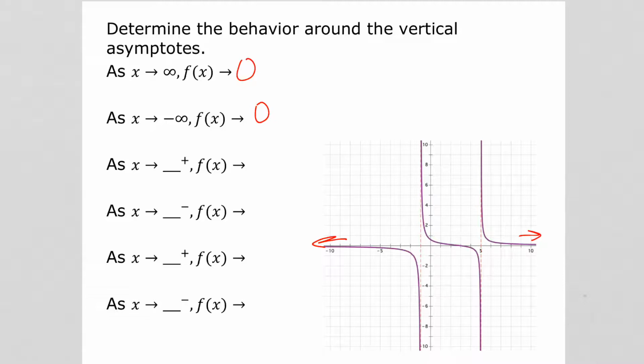As x approaches, let's start with negative 1, from the right, we're going up to infinity. As x approaches negative 1 from the left, we're going down to negative infinity. And as x approaches 5 from the right, we're going up to infinity. And as x approaches 5 from the left, we're going down to negative infinity.